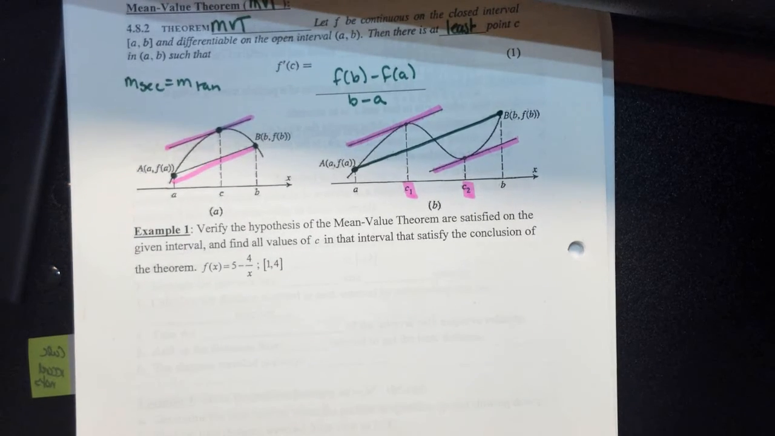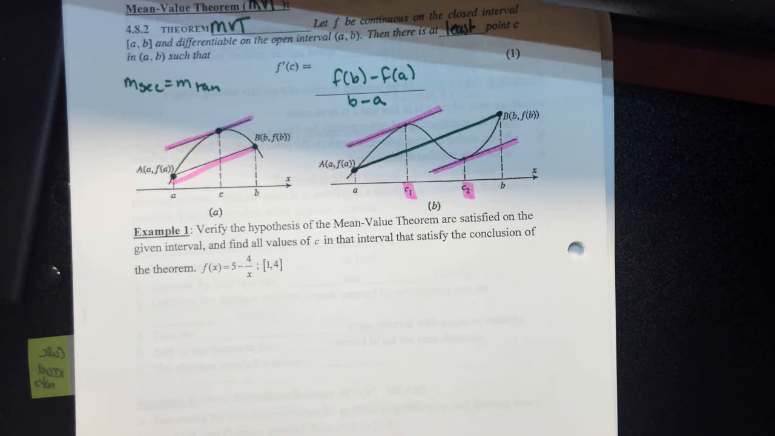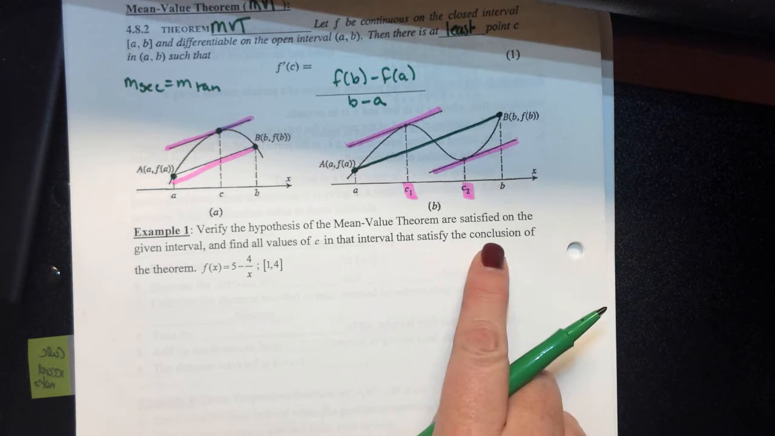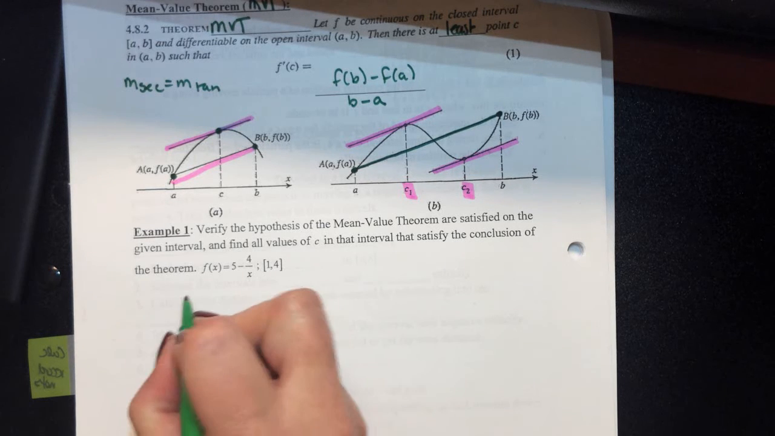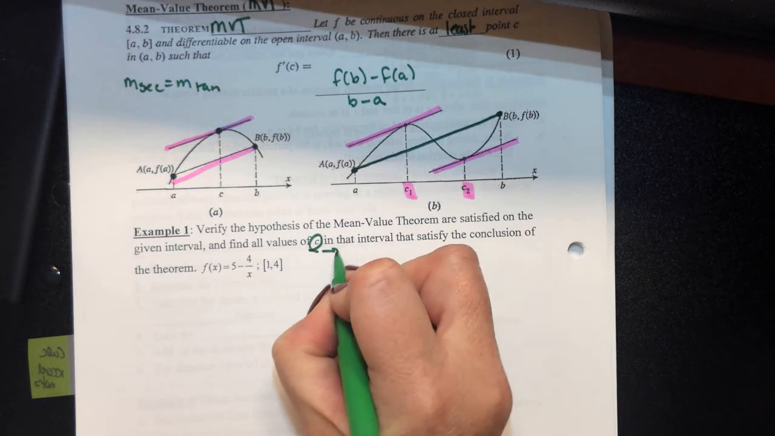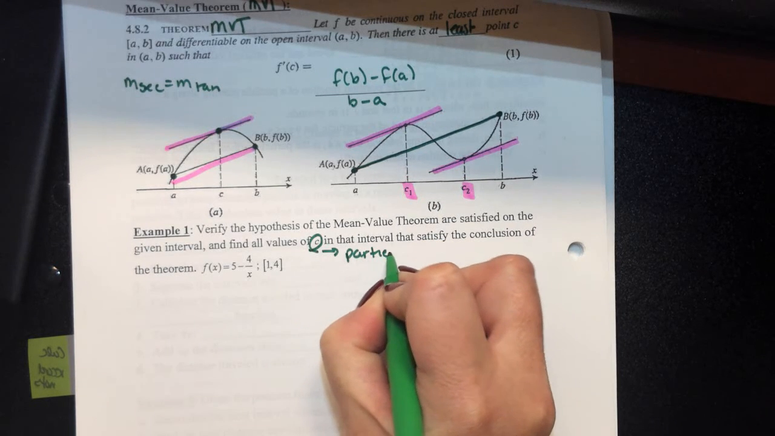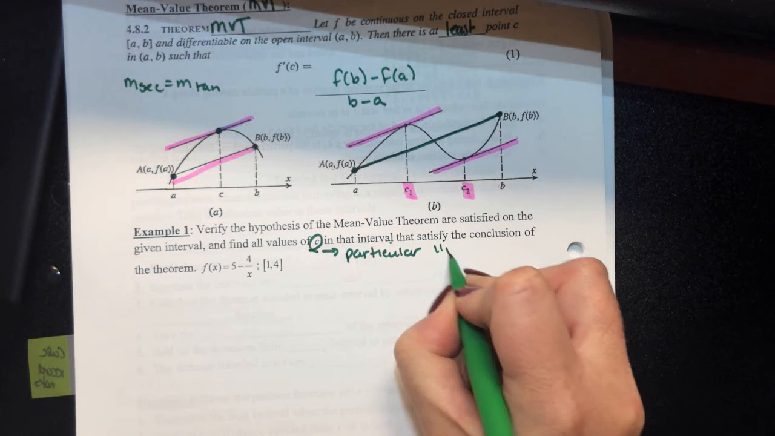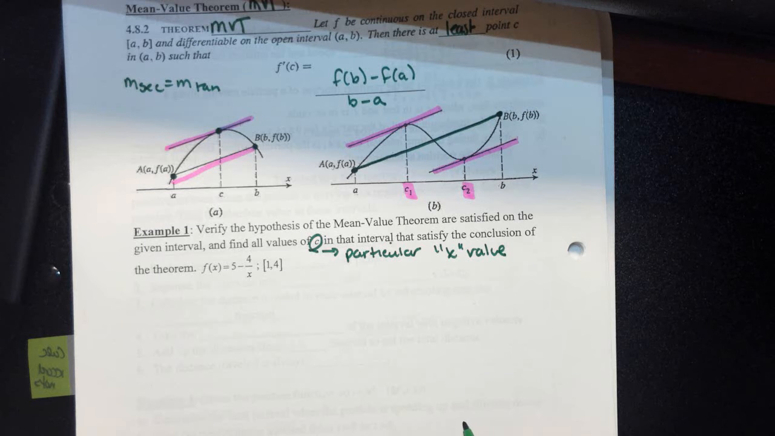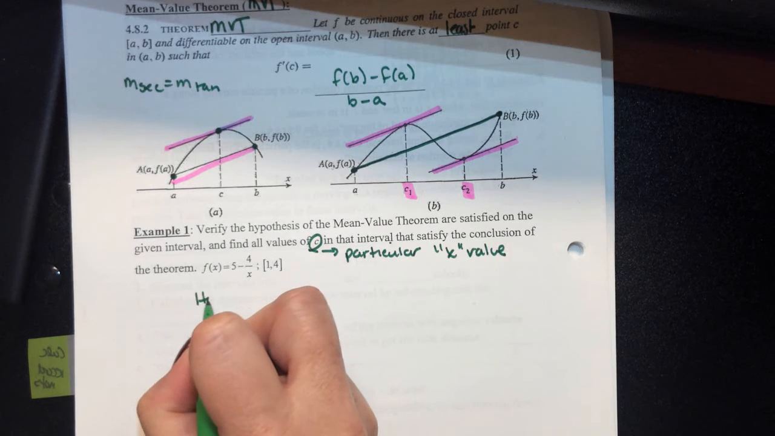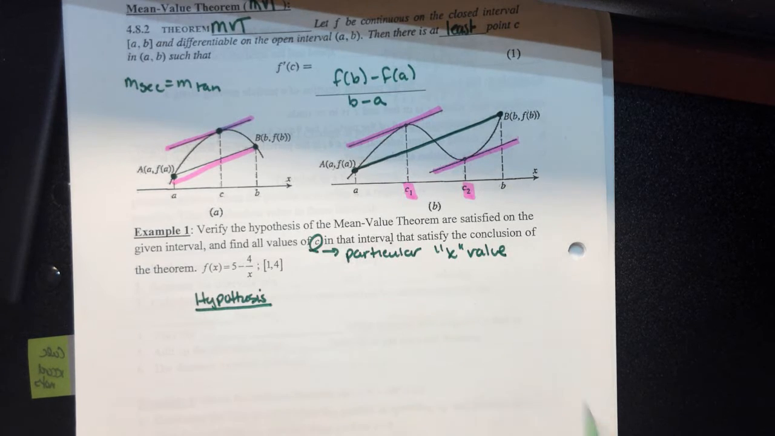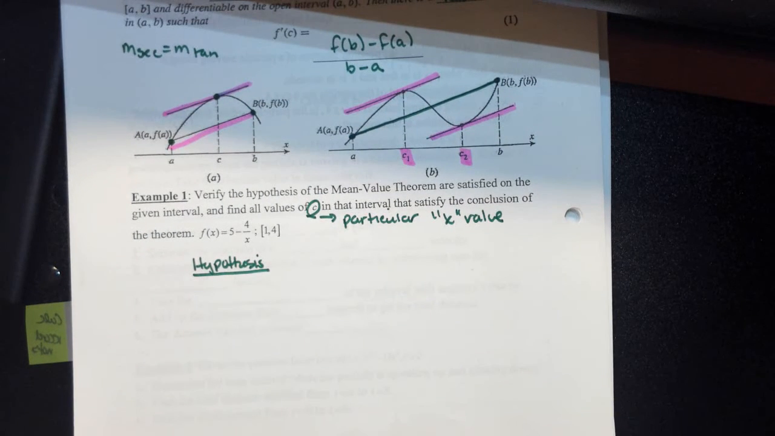So verify the hypothesis of the mean value theorem is satisfied on this interval and find all values of c in that interval that satisfy the conclusion of the theorem. So first of all, anytime we're talking about c, we're talking about a particular x value. So first of all, we talk about the hypothesis. You have to state the hypothesis of the mean value theorem.